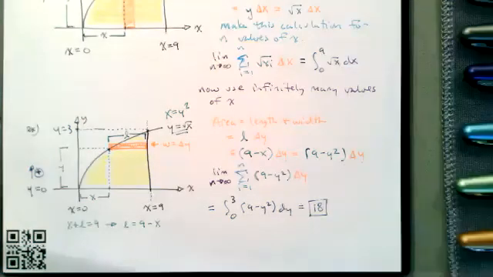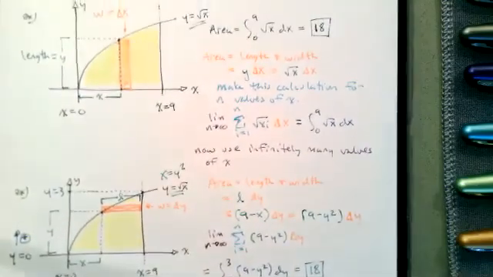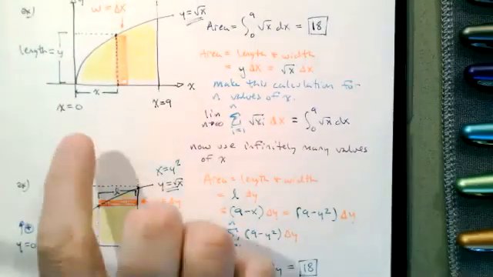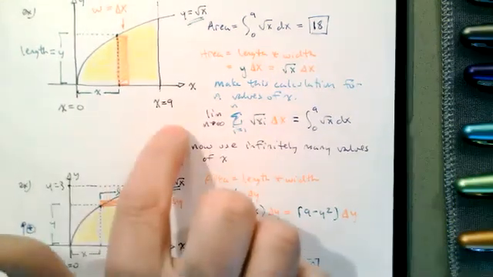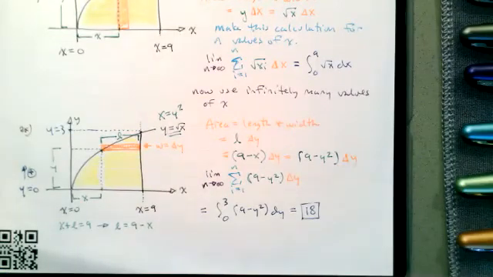And for clarification, yes, I integrated from 0 to 3. It goes up from bottom to top. So from 0 to 3, because the y values go from 0 to 3. In the previous calculation, we integrated from 0 to 9 because we were integrating dx. So the x's go from 0 to 9. Any questions? Comments? Snide remarks?